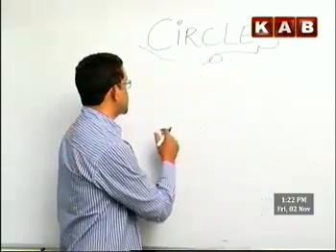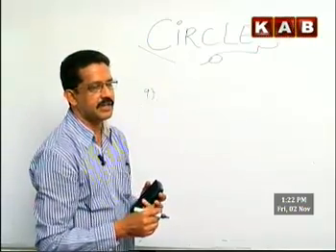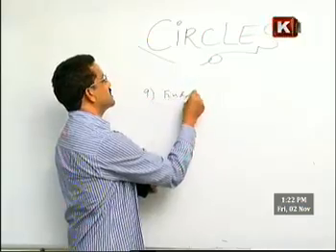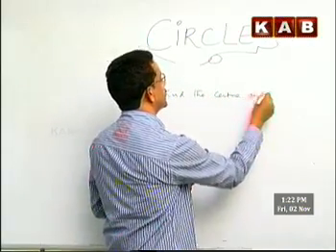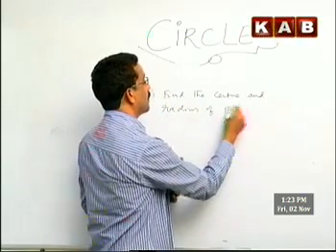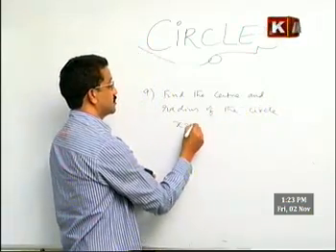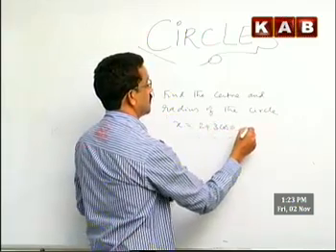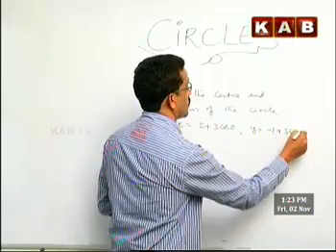Now I'll ask you one more important question covering all the concepts. Very important concepts. Find the center and radius of the circle. X is equal to 2 plus 3 cos theta, comma, y is equal to minus 1 plus 3 sin theta.